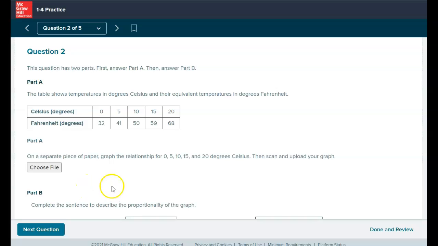This question has two parts. First, answer part A, then part B. The table shows the temperature in degrees Celsius and their equivalent temperatures in degrees Fahrenheit. Not liking this. On a separate piece of paper, graph the relationship. Really? That's what you're going to do? Scan and upload your graph? Oh, we're not going to do that.